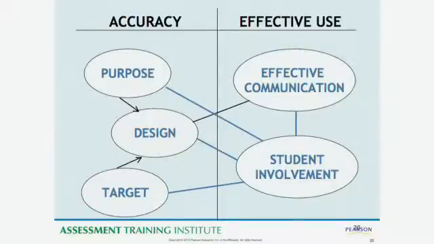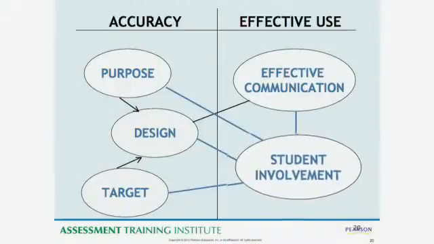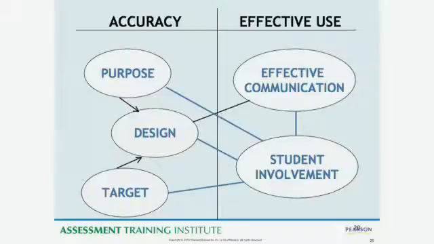On the accurate assessment side, we need to start with a clear answer to the question why, start with a clear answer to the question what, generate an answer to the question how, therefore, should we assess, and then finally, on the effective use side, how should we communicate results, and when and how throughout the entire system can we involve students in the process in a manner that will enhance their learning.